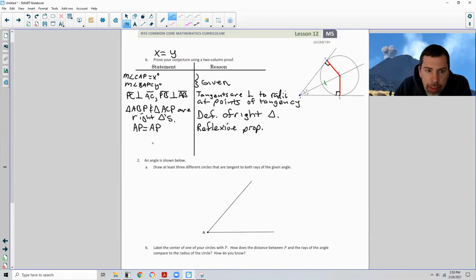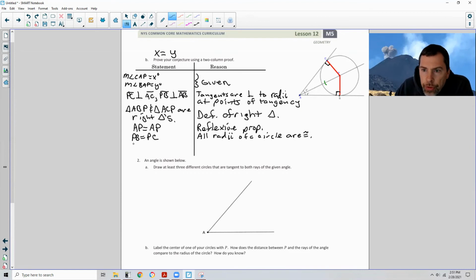And then we can say PB equals PC. And the reason for that is, well, PB and PC, all radii of a circle, are congruent. Okay.